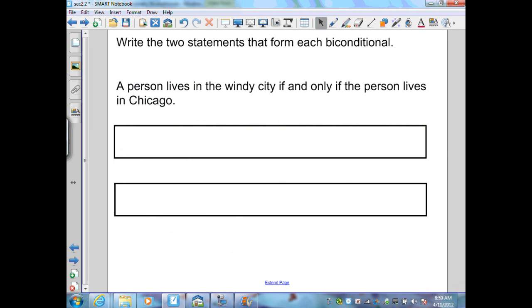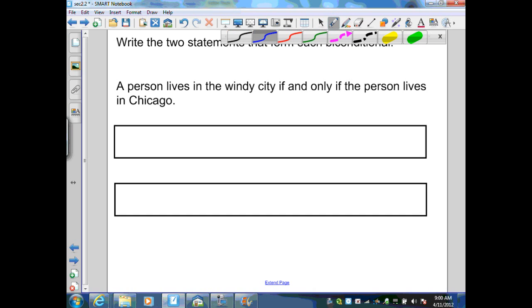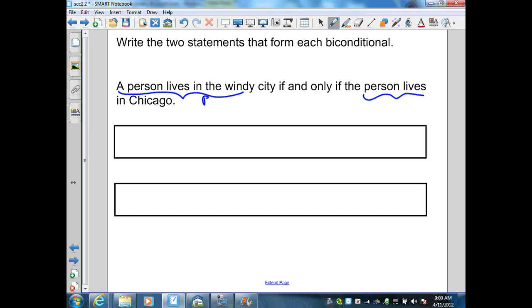In this example, write the two statements that form each biconditional. Here I'm given a biconditional. A person lives in the Windy City if and only if the person lives in Chicago. I have to identify the P and the Q to make this work. A person lives in the Windy City is P. That's my hypothesis. My conclusion, the person lives in Chicago, is Q.